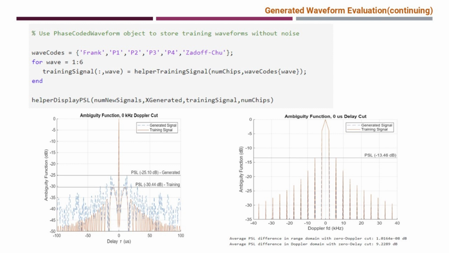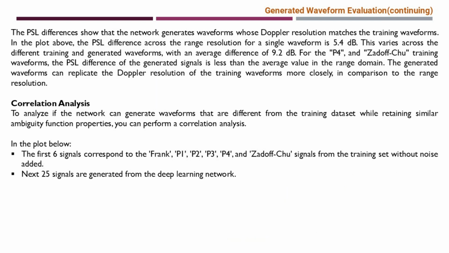For the P4 and Zadoff-Chu training waveforms, the PSL difference of the generated signals is less than the average value in the range domain. The generated waveforms can replicate the Doppler resolution of the training waveforms more closely, in comparison to the range resolution. Correlation analysis.